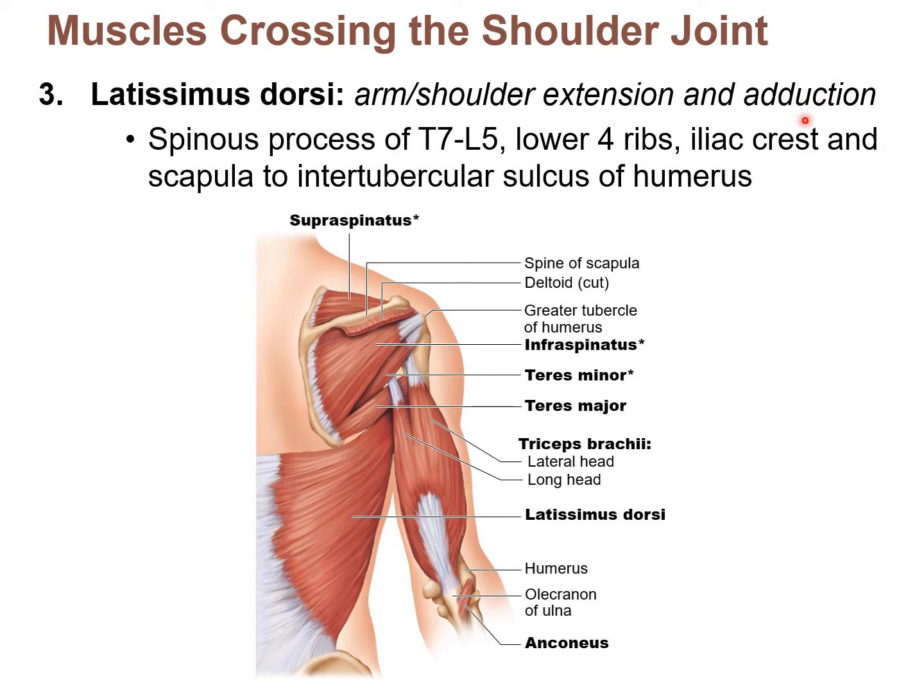So that's adduction. Remember the pectoralis major, we said it brings your arms together in front of the body. Well, latissimus dorsi will bring your arms together behind the body. So that's where we get this action: shoulder extension and adduction towards the midline. Of course, arm or shoulder could be used interchangeably.